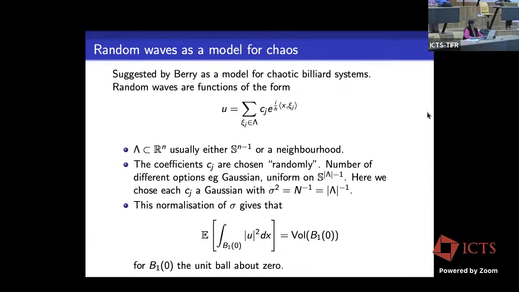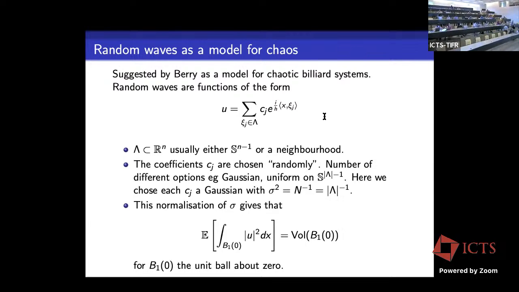So this was suggested by Berry, and it's meant to be a model of what a chaotic system might look like. Now, in this case, we look at functions u that are a sum of plane waves. These plane waves have frequency 1 on h, and they're oscillating in direction xi_j. So you should think of xi_j as being either an element of the unit sphere or an approximation of the unit sphere, so something close to that.